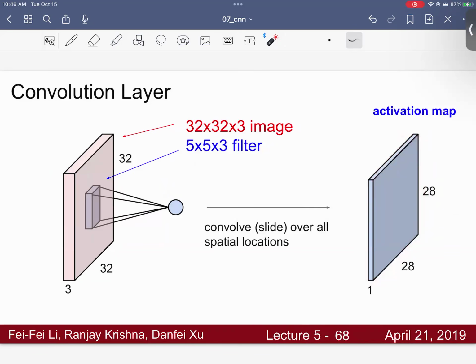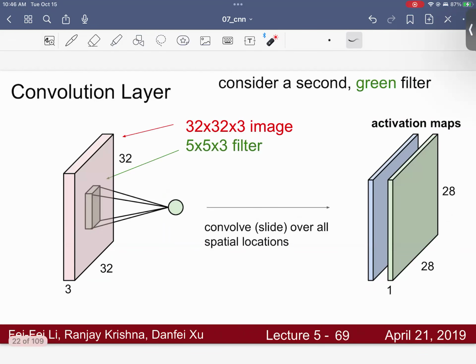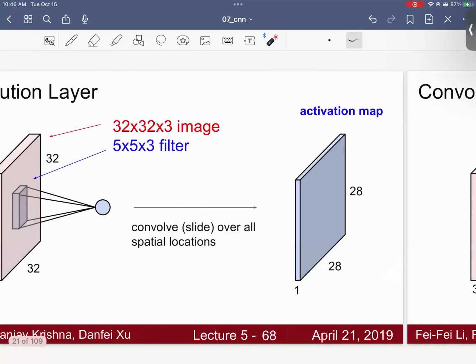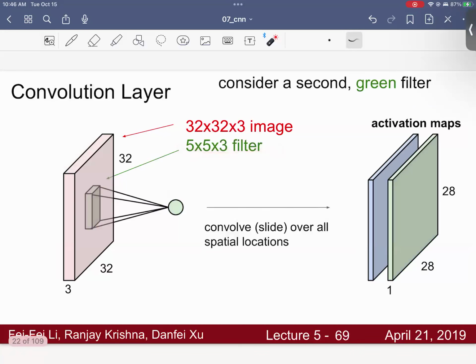Simply put, when you have a 32 by 32 by 3 image, and then you convolve with a 5 by 5 by 3 filter, the output size would be 28 by 28 by 1. Okay, 28 by 28 by 1. And if you use multiple filters, this is the blue filter, right? But let's say that you have another filter, the green one, then you get another activation map right here.